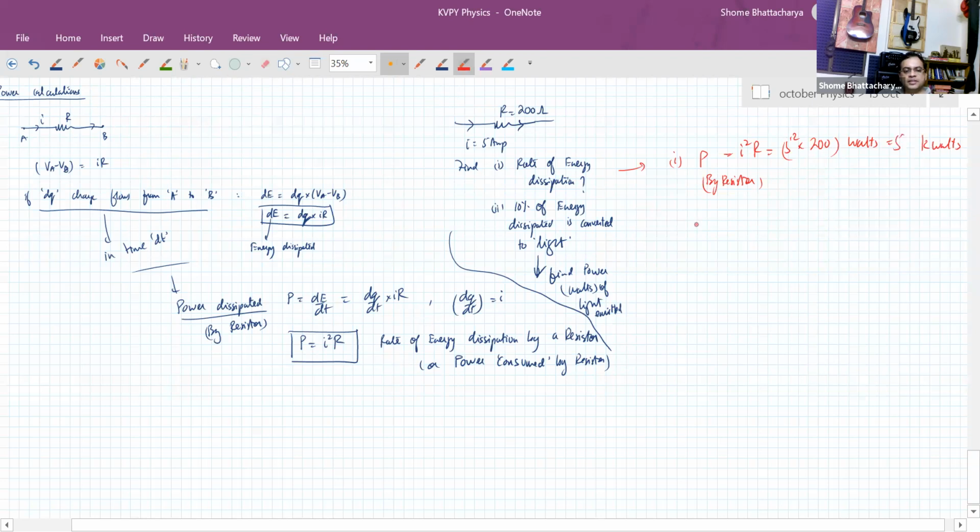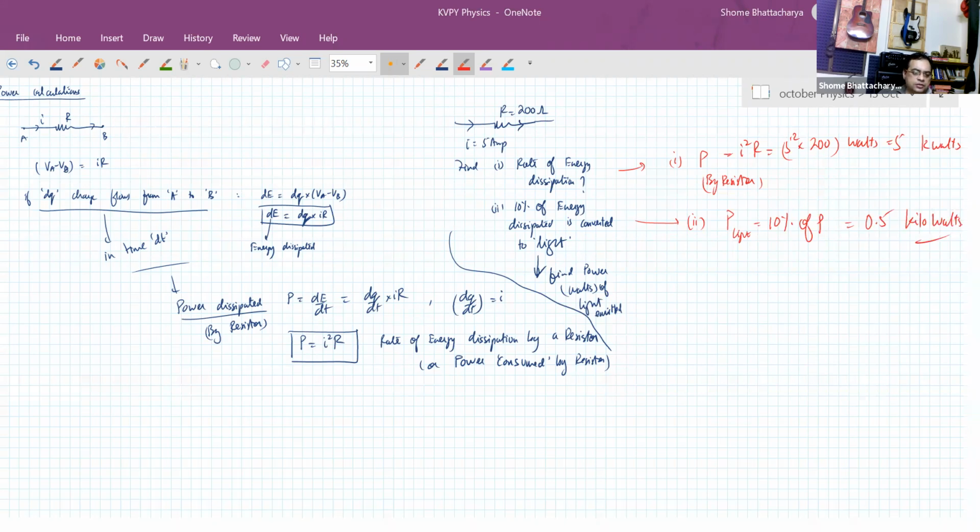And now 10% of this should be 0.5 kilowatts. So simple thing like this. So this is the use of this formula.